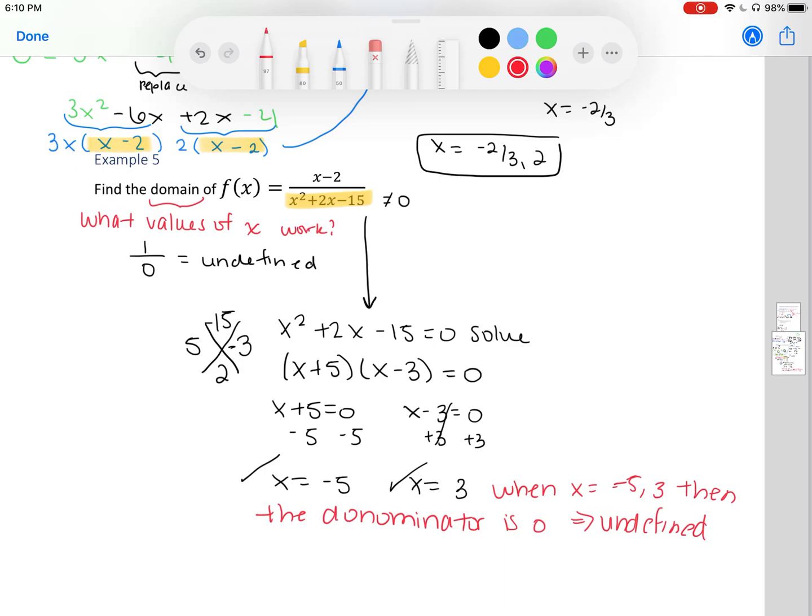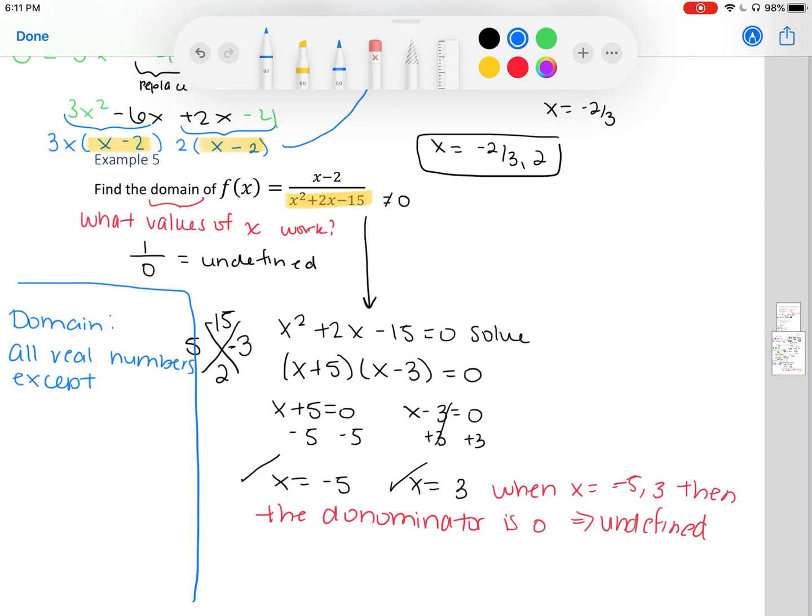So our domain, our answer to this question, is all real numbers except -5 and 3. Oh, +3, not -3. Okay, now we need to learn how to write it in both interval and set builder notation for the sake of being prepared for the next class.